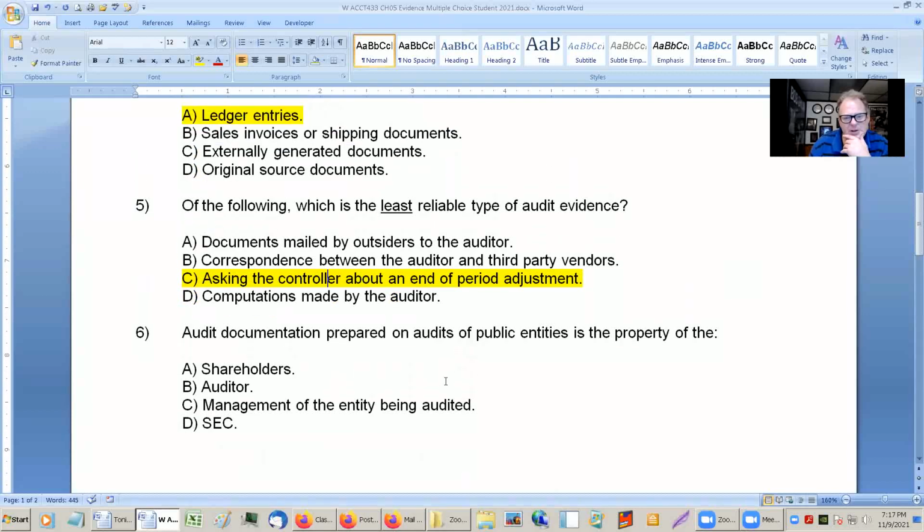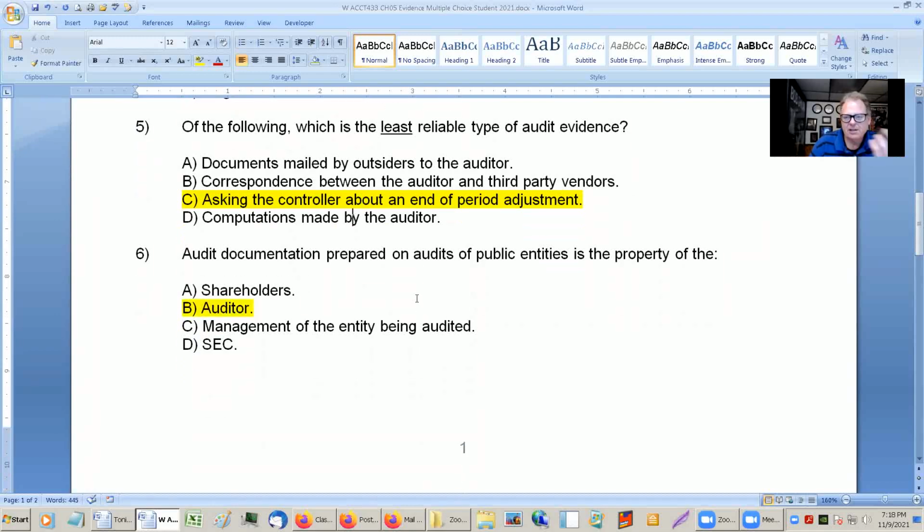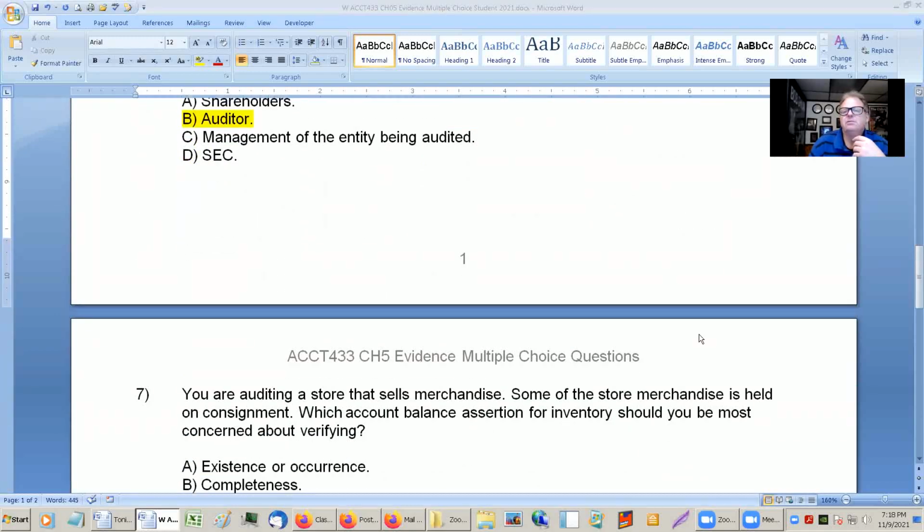Audit documentation prepared by, we just talked about this. They're the property of the auditors. And you do not share those. I don't know if they're required to by law, but you'd need a subpoena. Okay.